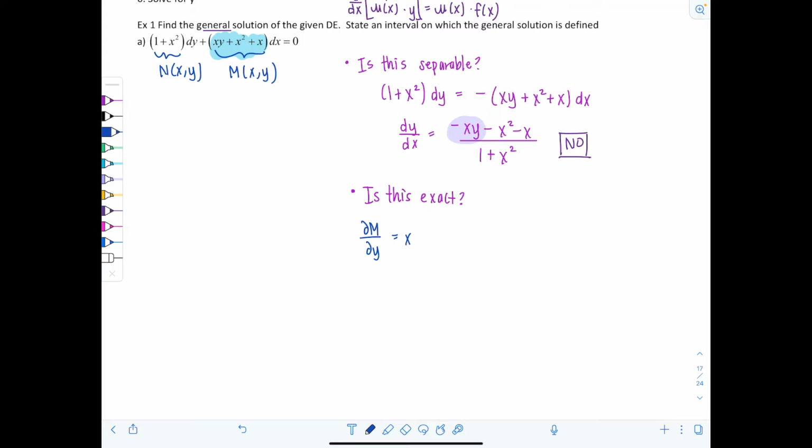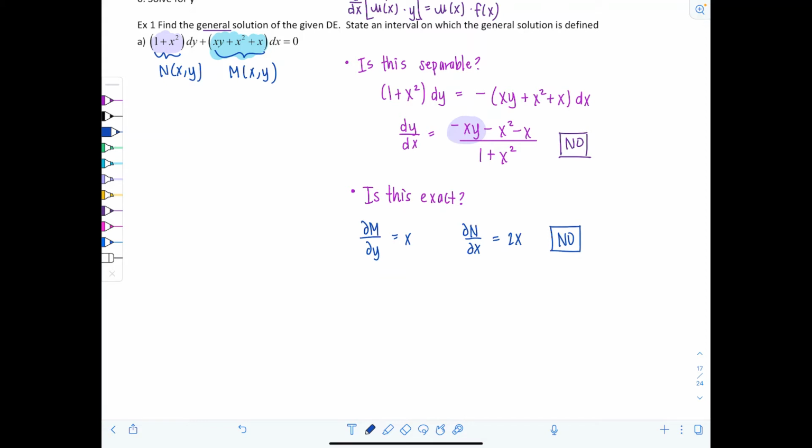All right, now let's check what is del N del x. So take the partial derivative of 1 plus x squared with respect to x. Derivative of 1 is 0. Derivative of x squared is 2x. Are these equal to each other? Why, no, they are not. So this differential equation is not exact.